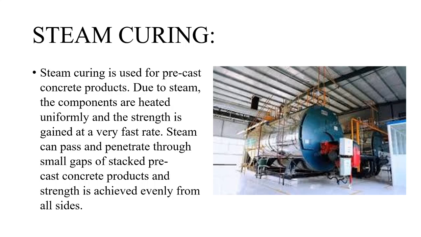Then steam curing. Steam curing is used for precast concrete products. Due to steam, the components are heated uniformly and the strength is gained at a very fast rate. Steam can pass and penetrate through small gaps of stacked precast concrete products and strength is achieved evenly from all sides. This method is only used in case of precast concrete products. It is very costly but very effective and the concrete gains its strength very early.